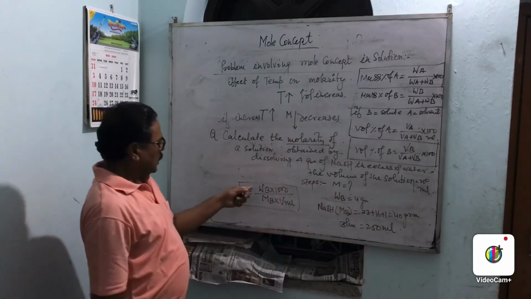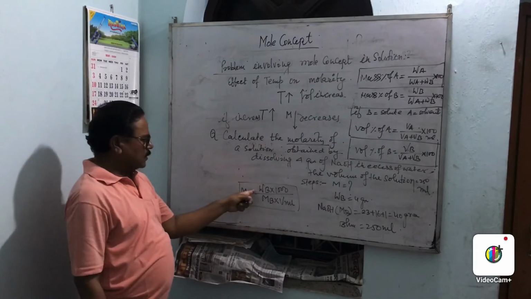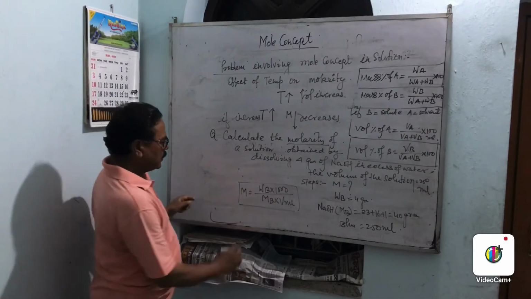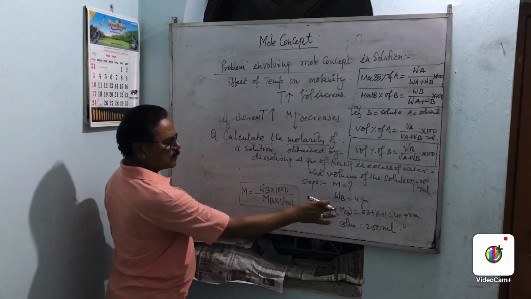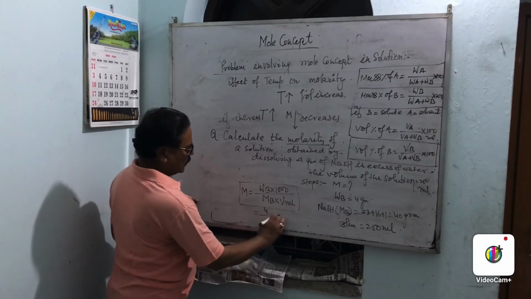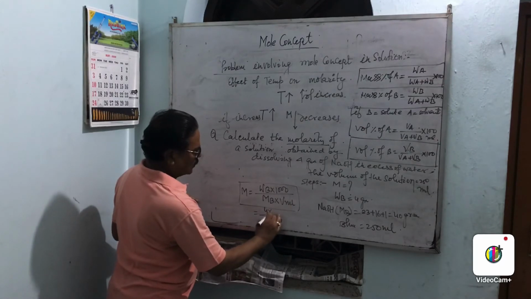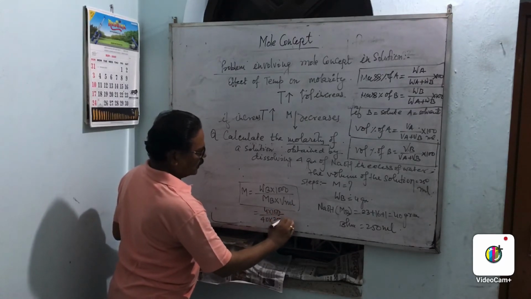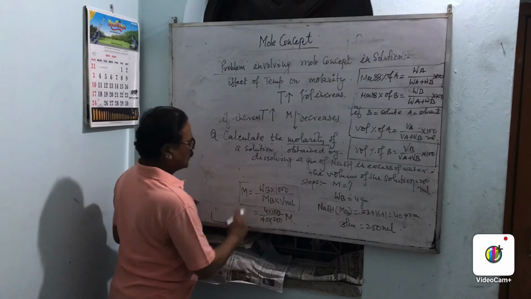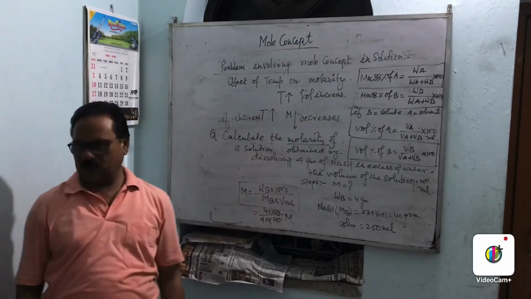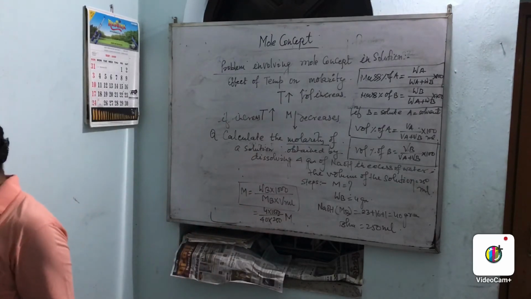So we put all these values here, that is weight is given 4 gram. Now molecular weight is 40 gram, 4 gram over 40 gram, and volume is 250, and this one is 1000. So you solve it and write it in M. Problems based on this can easily be calculated. Is it clear?